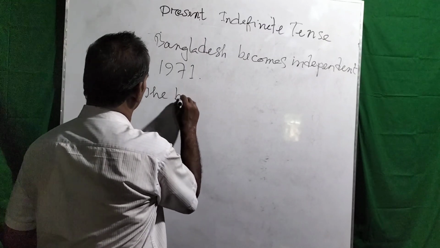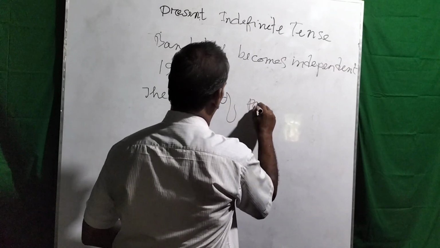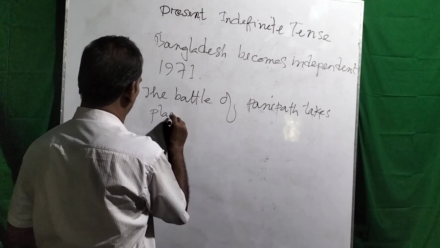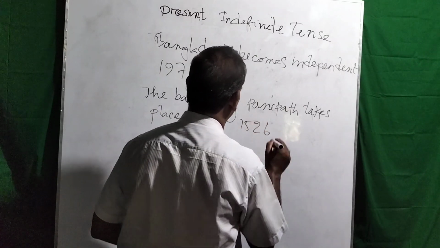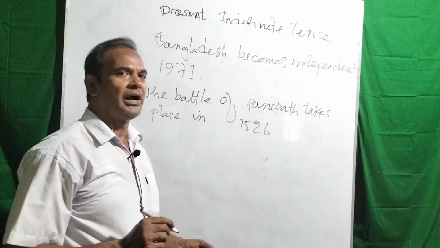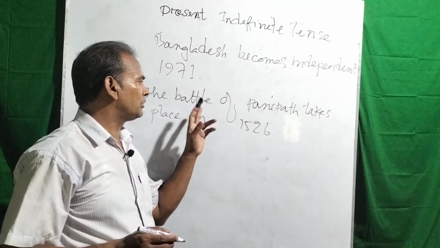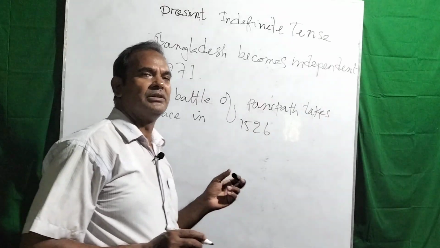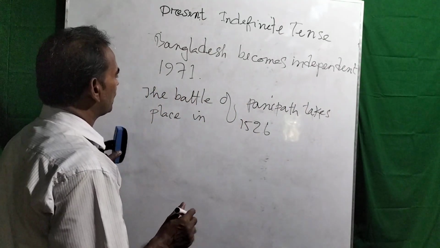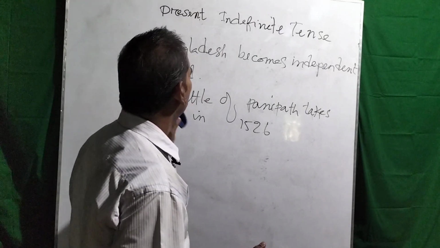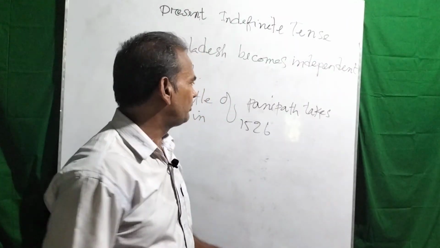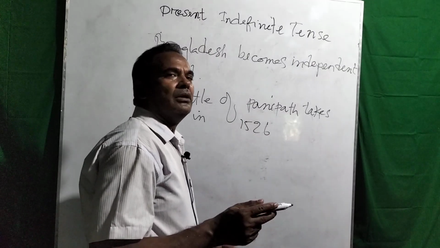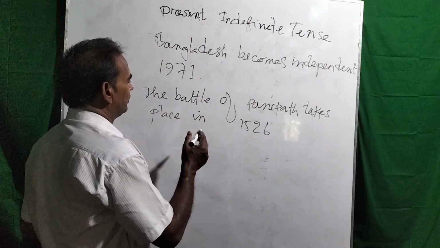Okay, Bangladesh becomes independent in 1971, and the Battle of Panipat takes place in 1526. Look at the sentence. The action was really of the past time, but the result is still focusing in the environment of the locality, because in the battle many people were disturbed and destroyed. Many things are destroyed, and the result of the battle is going on among the next generation of that area or country. Okay.